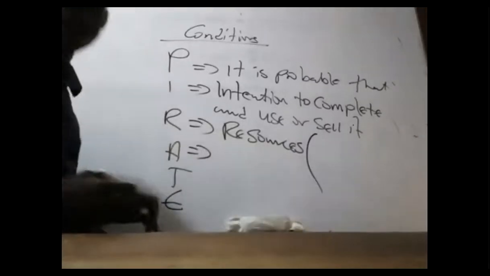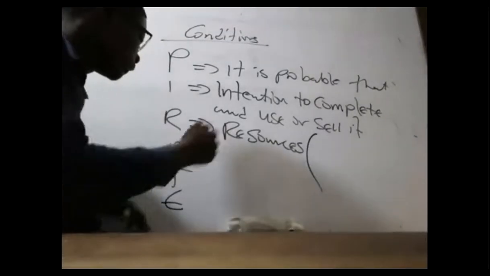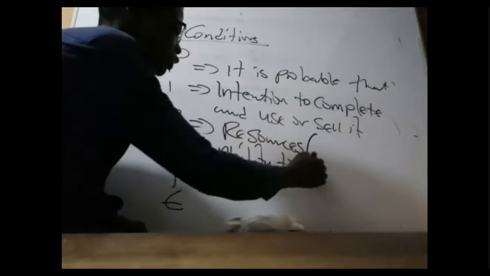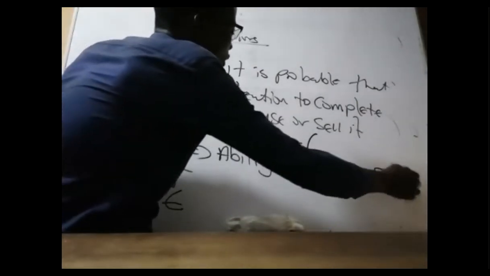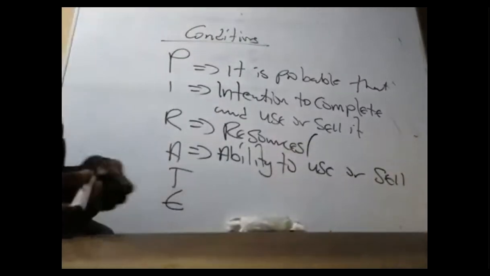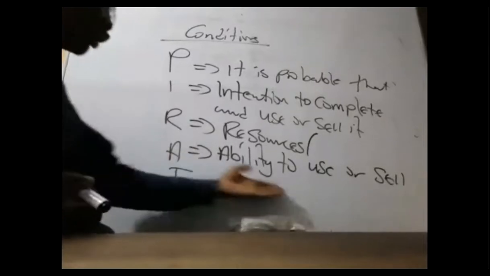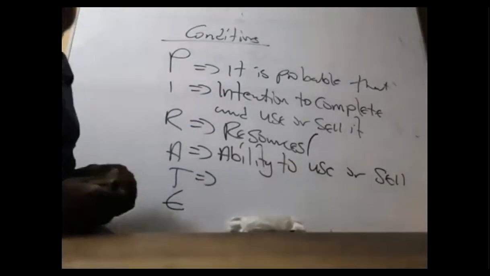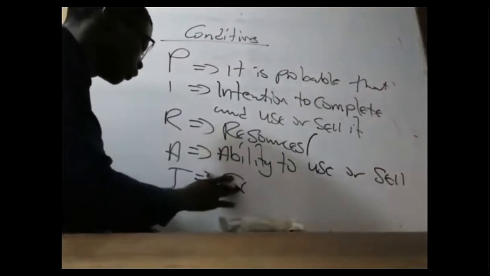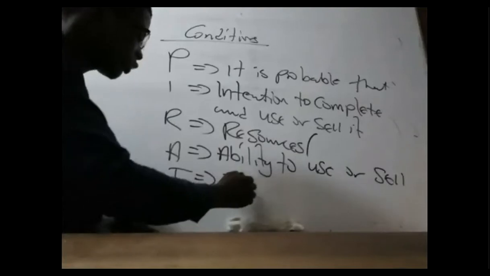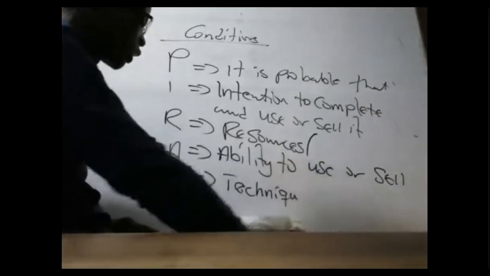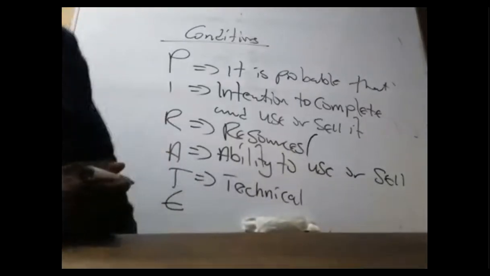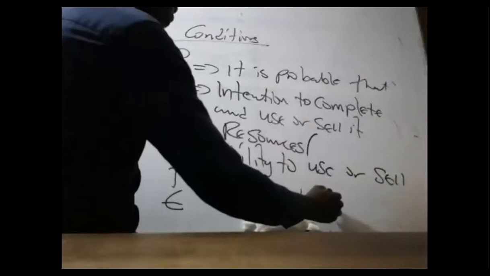The A is the ability, your ability to use or to sell the item, to sell the intangible assets. So ability to use or to sell. Then let's go to the T, technically feasible. Technically feasible, or technical feasibility.